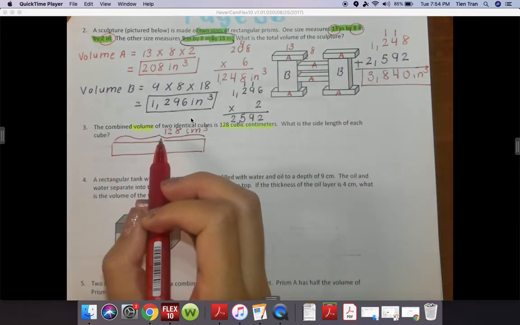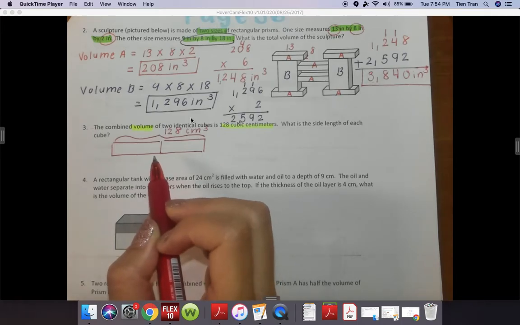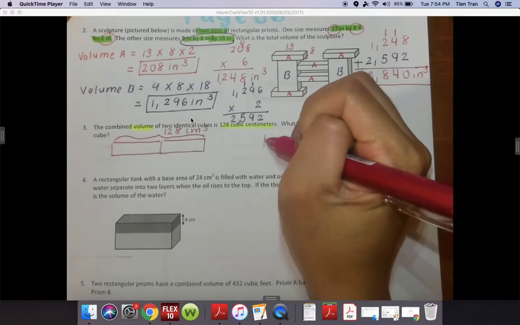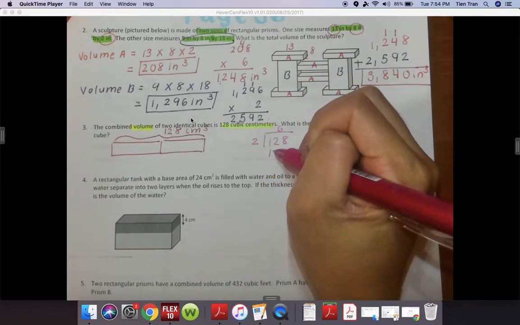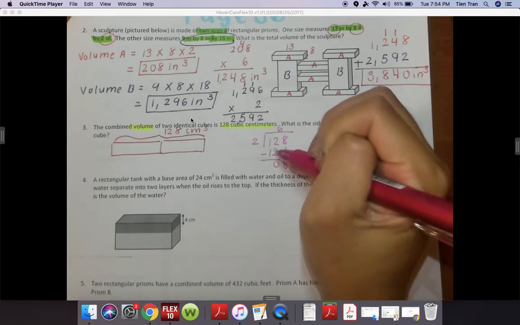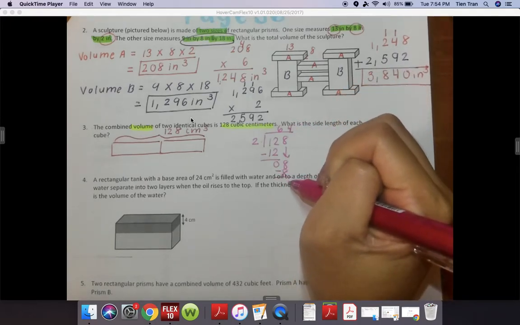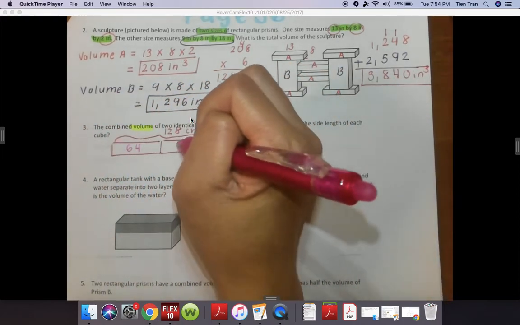So I need to split this in half in order to figure out what is the size for each one. And 128 divided by 2, I know that 2 can go into 12 6 times. I subtract, 12 minus 12 is 0, bring down my 8. 2 goes into 8 4 times. I subtract and I get 0. Okay, so it's 64 for each of them.